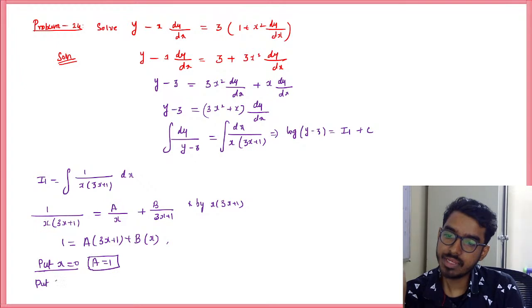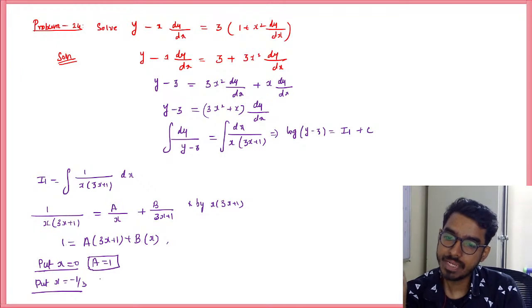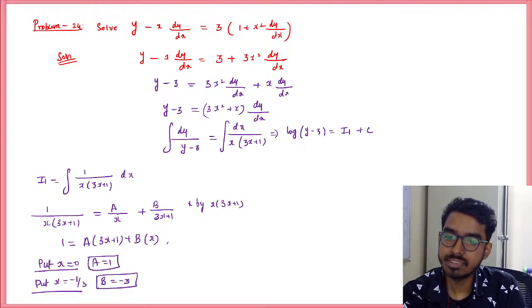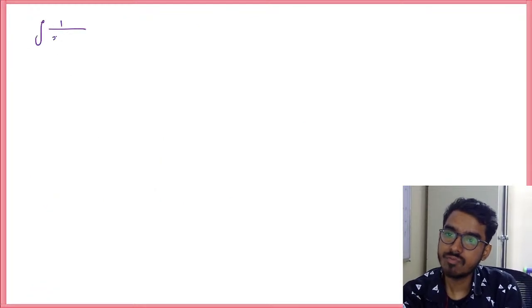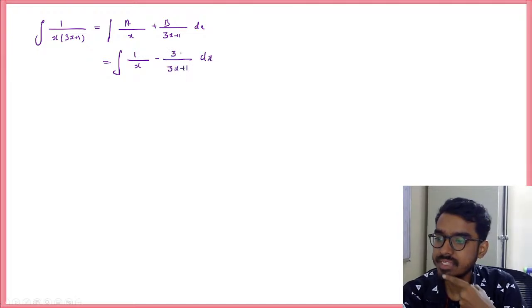So if you put x is equal to minus 1 by 3, right? If you put x is equal to minus 1 by 3, this will be 0. So this will be minus 1 by 3, b is equal to minus 3. Right? Therefore a is 1, b is minus 3. The integration of 1 divided by x into 3x plus 1, integration of a by x plus b by 3x plus 1 dx. So integration of a is 1, so by x, b is minus 3, by 3x plus 1 dx, right?